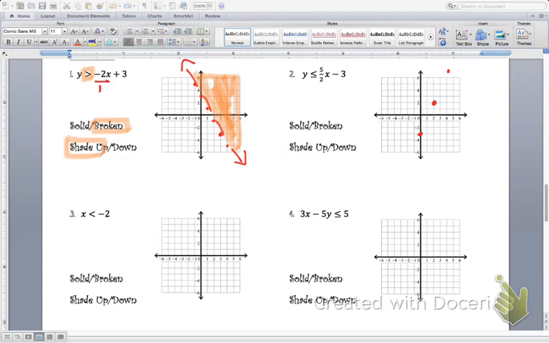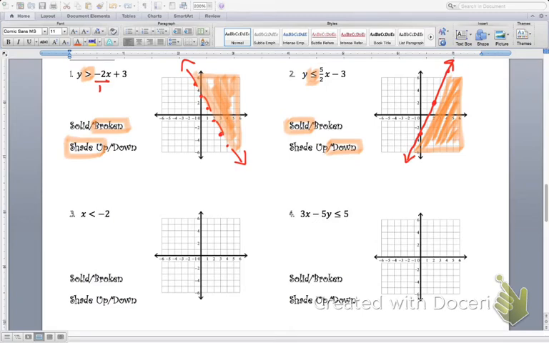Let's go ahead and decide solid or broken line. We're looking at our inequality. That's a less than or equal. Equal means solid line. So we're going to go ahead and connect the points with a solid line. And now we got to decide, shade up or shade down. Again, our symbol is a less than. So we're going to shade down. So again, this would be the downward region right here. It's below the line.